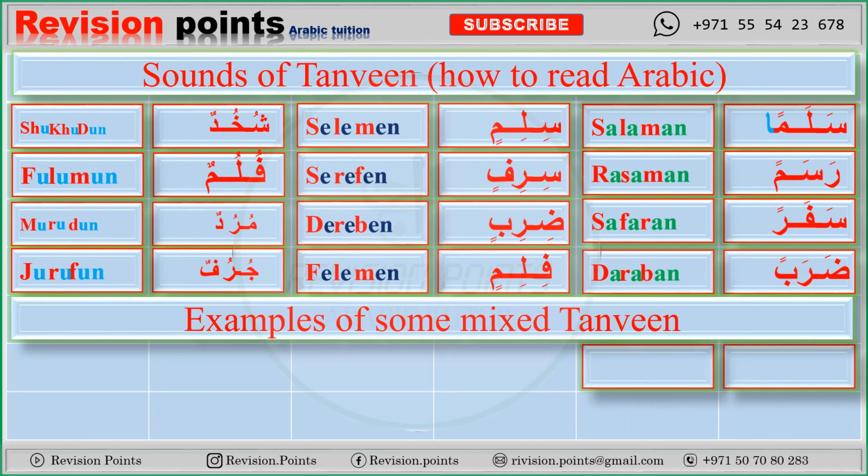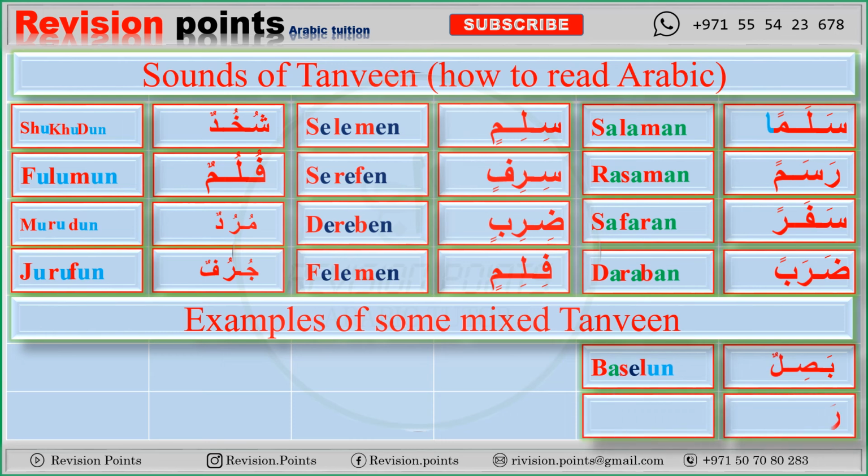Ba with Fatha is BA. Saad with Kasra is SE. Lam with double Dhamma is LUN. Basilun. Ra with Fatha is RA. Sheen with Kasra is SHE. Dal with double Dhamma is DUN. Rashidun.